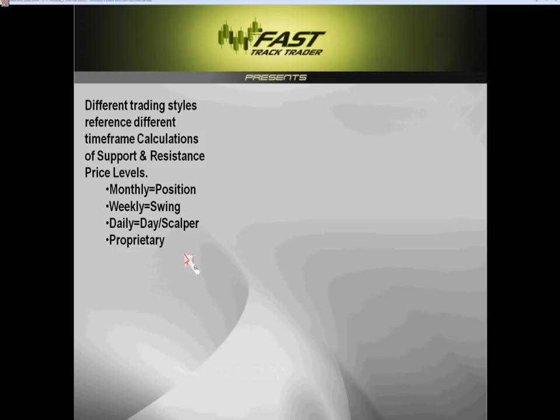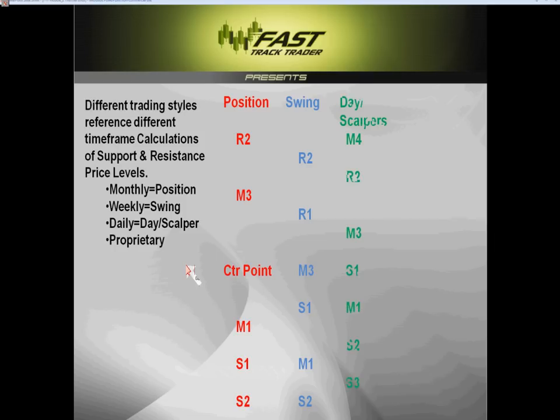Now, the different trading styles reference different time frame calculations of support and resistance for the price levels. Position traders like Forex Joe look at monthly levels, and swing traders look at weekly. Day traders and scalpers look at day levels, and then there again, there's our proprietary bias and key information.